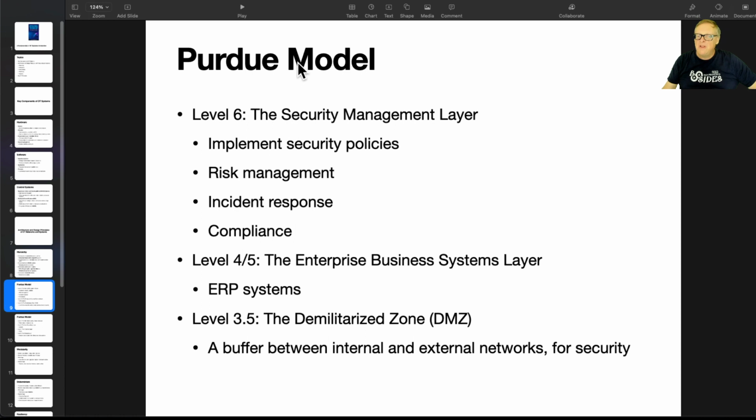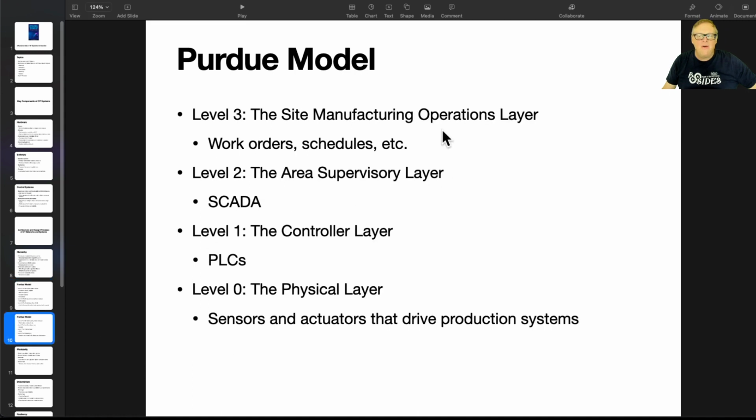So in this version of the Purdue model, which is not entirely consistent with the previous one, you have level 6 with security management, like risk management, incident response, and compliance. Then at levels 4 and 5, you have your enterprise resource planning systems. This is IT. Then you have a demilitarized zone to set a buffer between the external IT network and the internal OT network. And then down here, you now have the site manufacturing operations layer, the supervisory layer, the controller layer, and the physical layer.